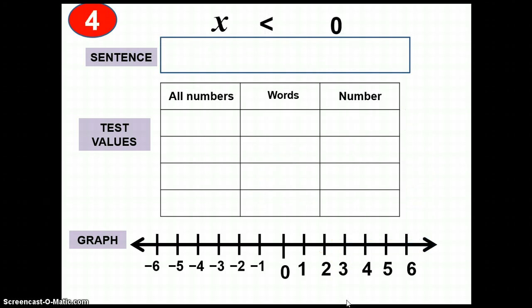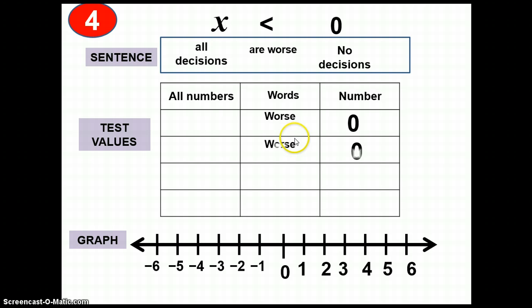Try another one. All decisions that are worse than making no decision at all. We're going to be comparing it to 0. Let's start with 0. Is 0 worse than 0? No, 0 is the same as 0, but 0 is not worse than 0. So again, we're not going to include it. We're going to just draw a circle on it. All right, so let's try another. What's another number that might be worse than 0? Is 1 worse than 0? Is 1 good decision worse than no decision at all?